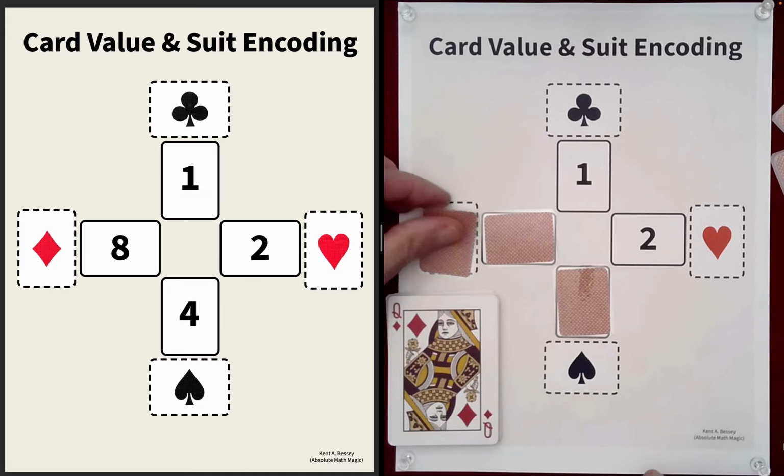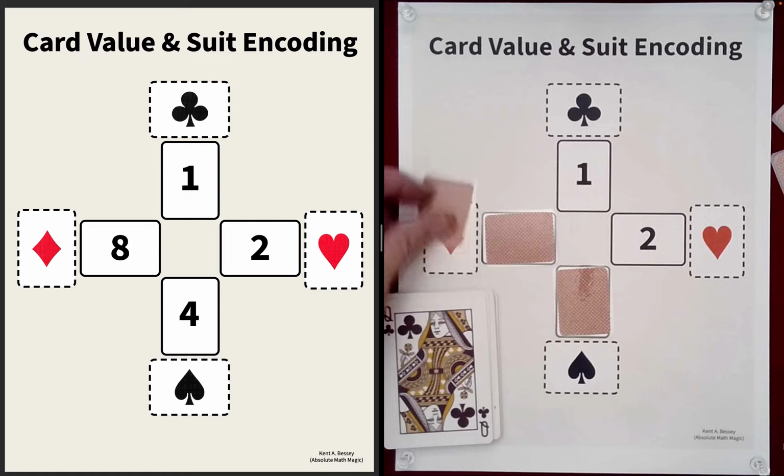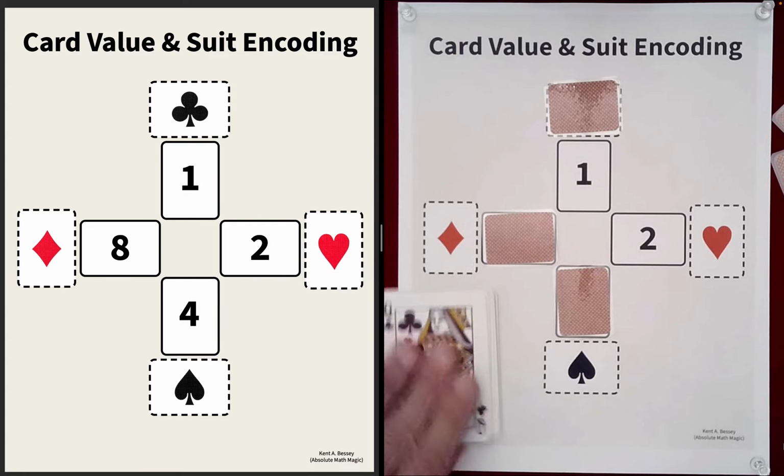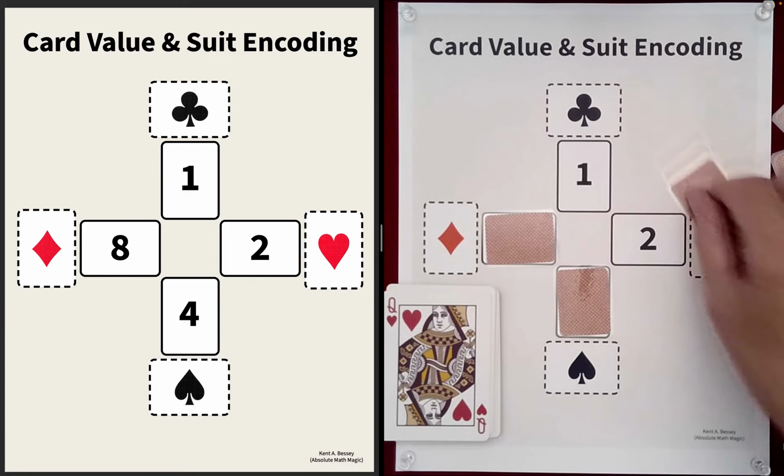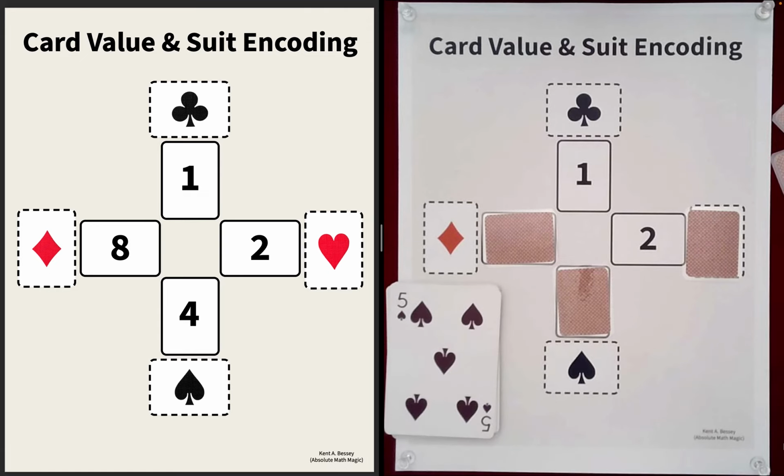Okay, queen of diamonds. This one would just move. Queen of clubs, it would be up here. And queen of hearts. Okay, like that.